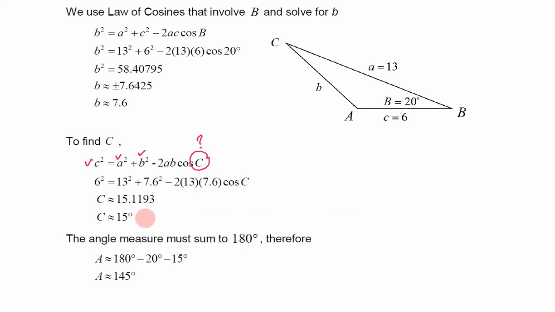Okay, so since you have 15 degrees and you have 20 degrees, for the next angle you don't have to use the law of cosine, because it's easier to just do 180 degrees minus 20 degrees minus 15 degrees. So you get 145 degrees for A. So you already get the side b, the angle A, and also the angle C.